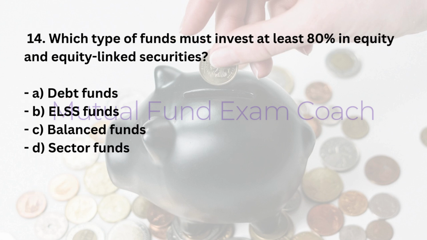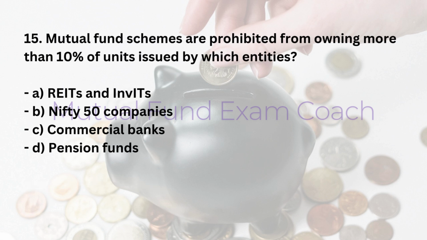14. Which type of funds must invest at least 80% in equity and equity-linked securities? A. Debt funds. B. ELSS funds. C. Balanced funds. D. Sector funds. Answer, B. ELSS funds.